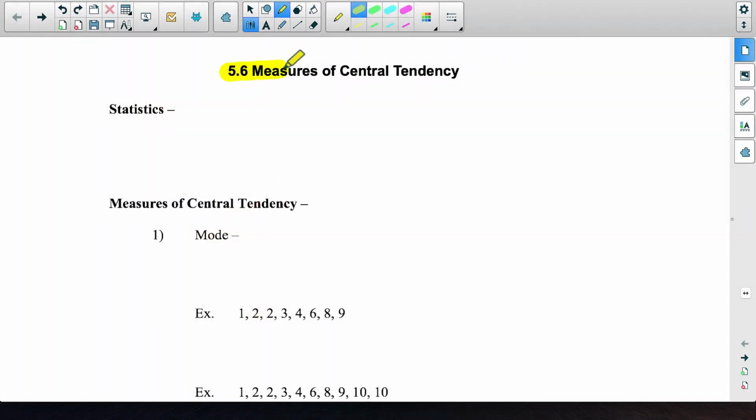Okay, well, we're going to do something a little bit different now. 5.6 is on measures of central tendency. Very important topic. I'm sorry if it sounds a little bit different here. And also, I'm sorry because I'm going to cheat here.